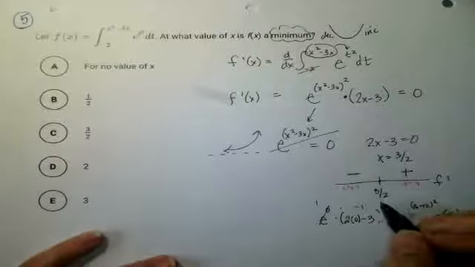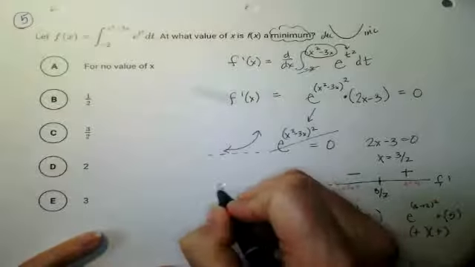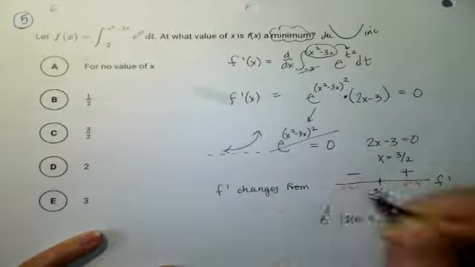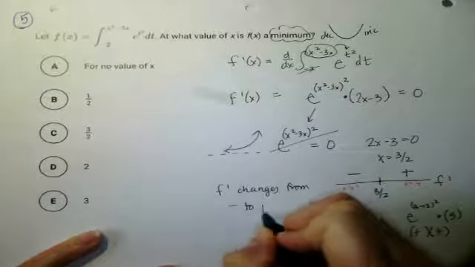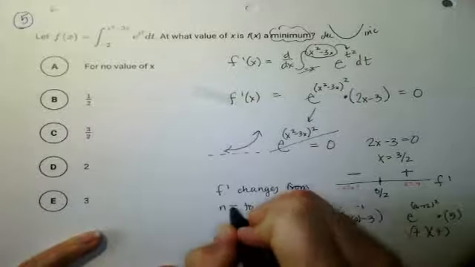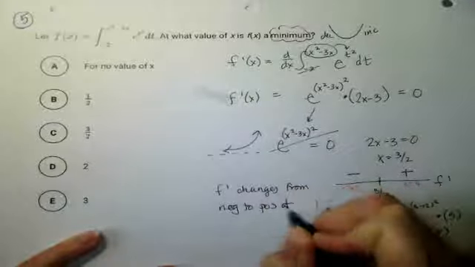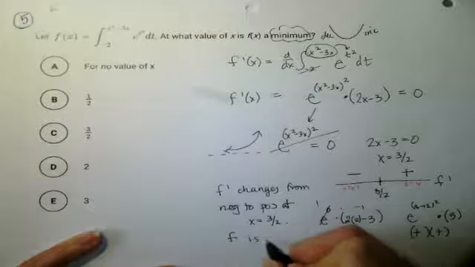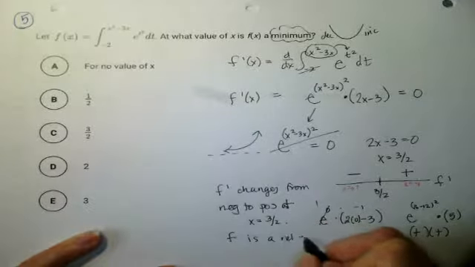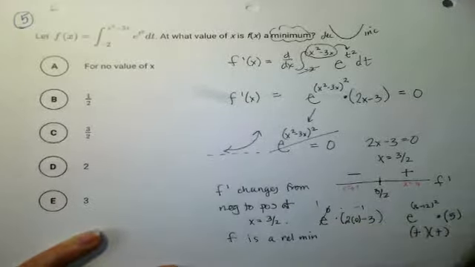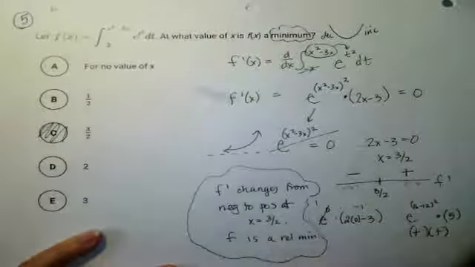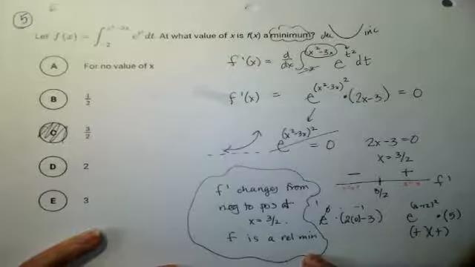So because f prime changes from negative to positive, I don't know why I always do that, negative to positive at x equals 3/2, f has a relative minimum. All right. 3 over 2. Now, the reason I wrote this out was because if this was a free response question, this would be the justification that you would need to see.